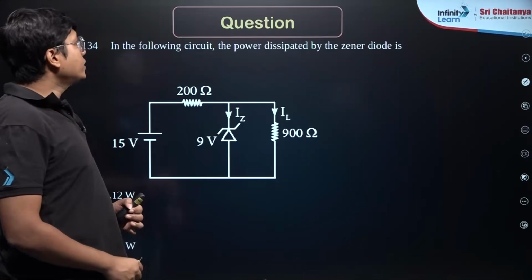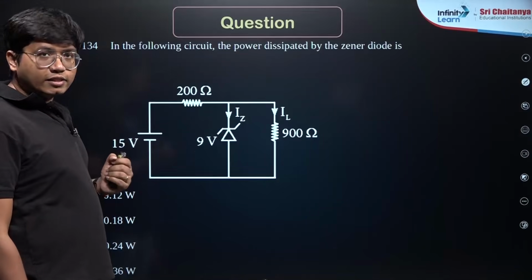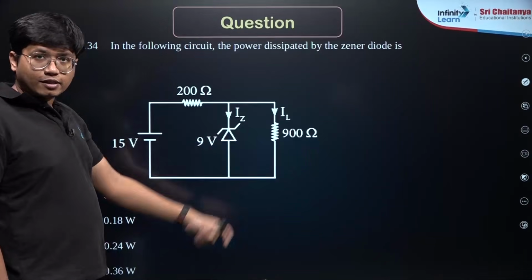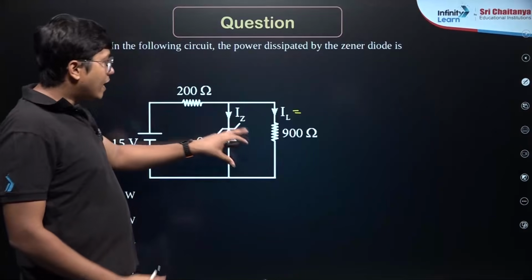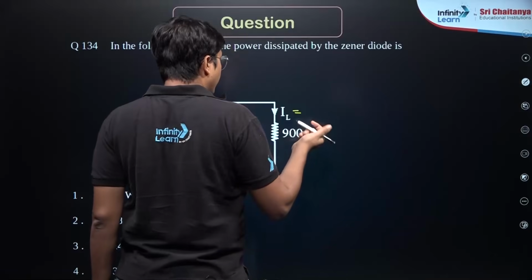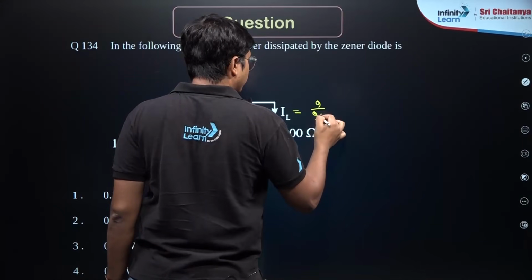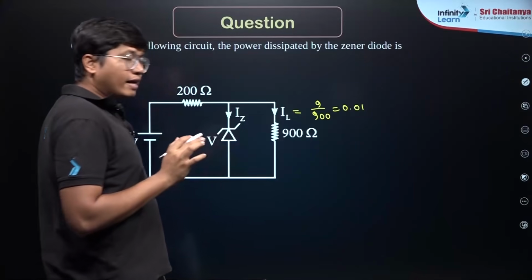This one says, in the following circuit, the power dissipated by the Zener diode. So for the power dissipated by the Zener diode, I need to find the current passing through it. So how much current is there in IL? You see 9 volt over 900 ohm. So V by R, that is 0.01. Okay, that's IL.